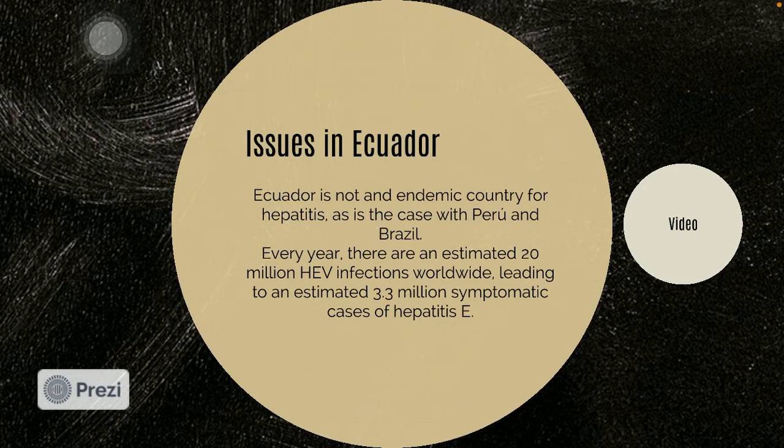Issues in Ecuador. Ecuador is not an endemic country for hepatitis, as is the case with Peru and Brazil. Every year, there are an estimated 20 million HEV infections worldwide, leading to an estimated 3.3 million symptomatic cases of hepatitis E.